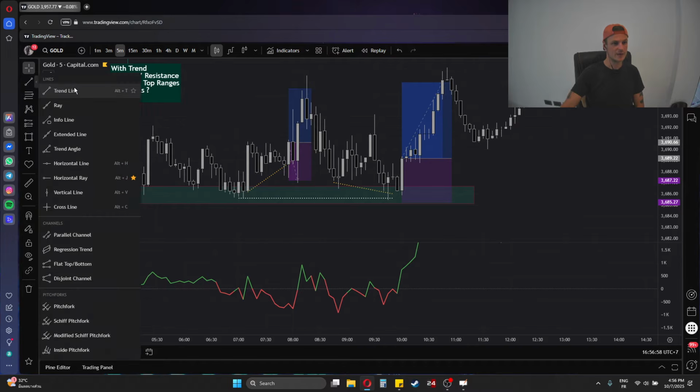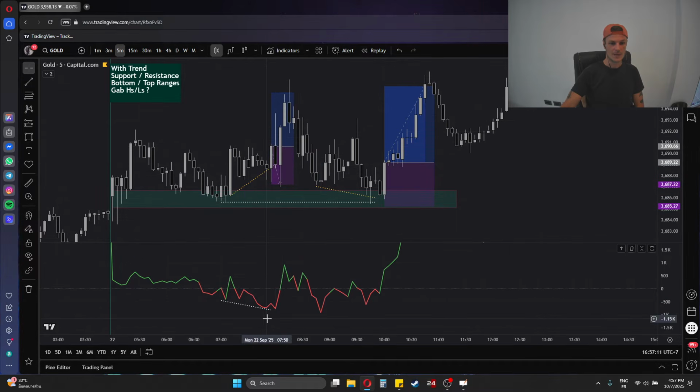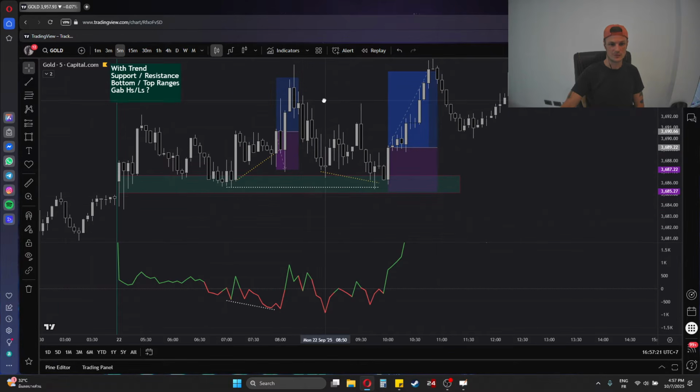Here we have absorption, okay? So that's the first example where the CVD is making a lower low, so there's more market sellers, and yet price is making a higher low, all right? And we have a bullish engulfing candle. So you would have entered here, you would have been stopped out by this wick, and then it went back up. And that's what's going to happen sometimes.